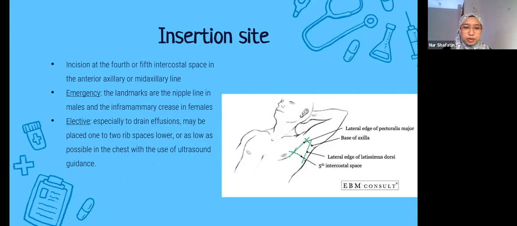For the insertion site, most clinicians incise at the 4th or 5th intercostal space in the anterior axillary or mid-axillary line. In an emergency situation, the landmarks are the nipple line in males and the inframammary crease in females. For elective chest tube insertion, especially to drain effusion, it may be placed 1 to 2 rib spaces lower or as low as possible in the chest with the use of ultrasound guidance.